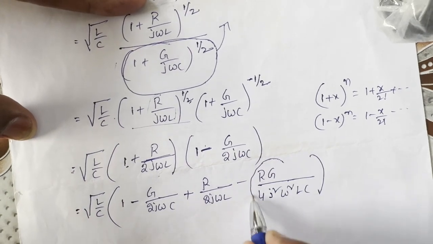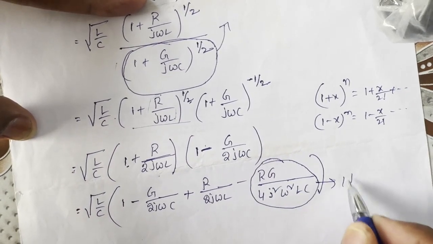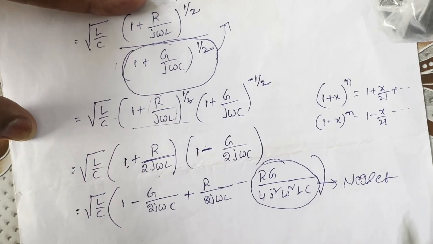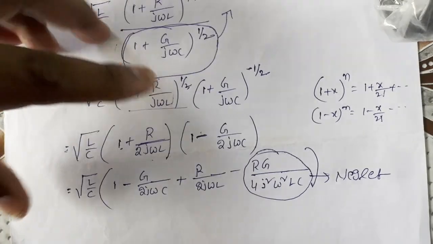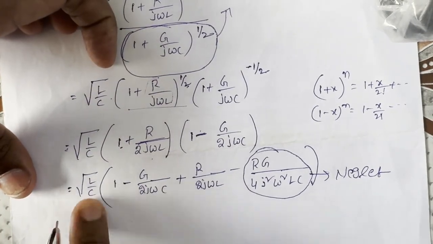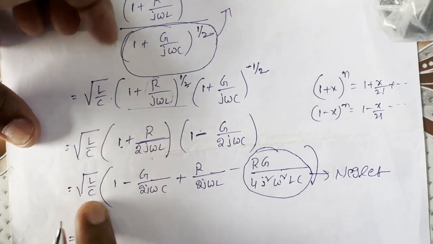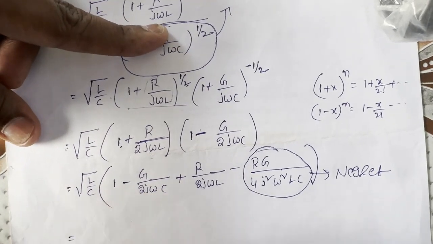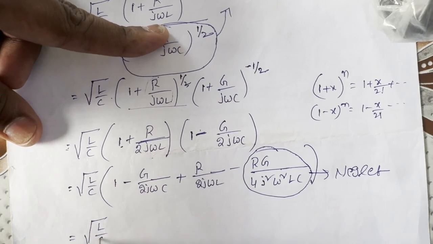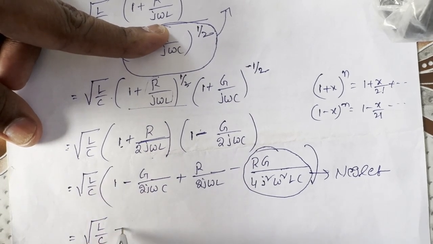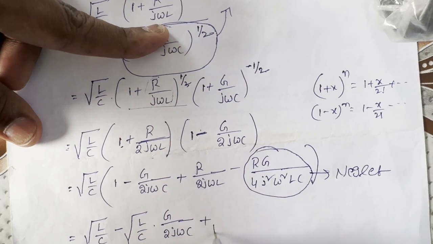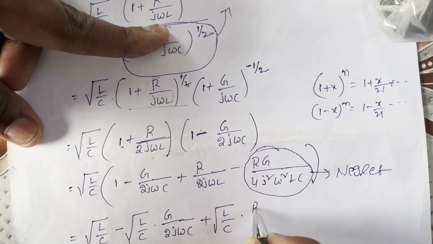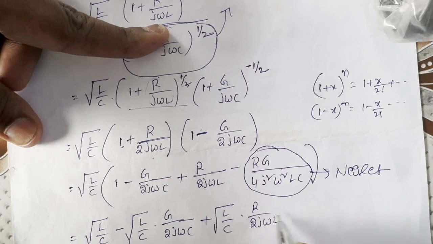Here also I am neglecting higher order terms, because here it is the high frequency. Then by multiplying this internally, I am getting here square root of L by C into 1 minus root L by C into G by 2j omega C plus root L by C into R by 2j omega L.